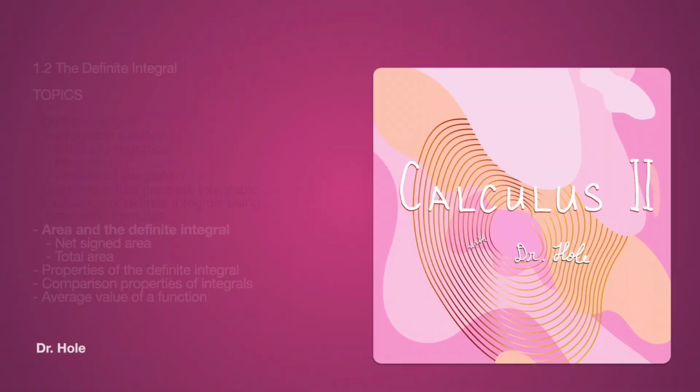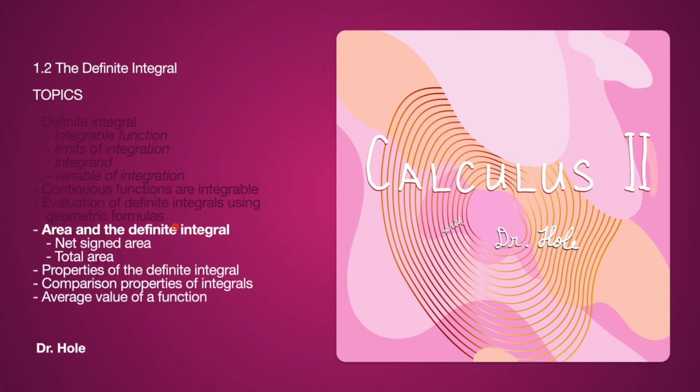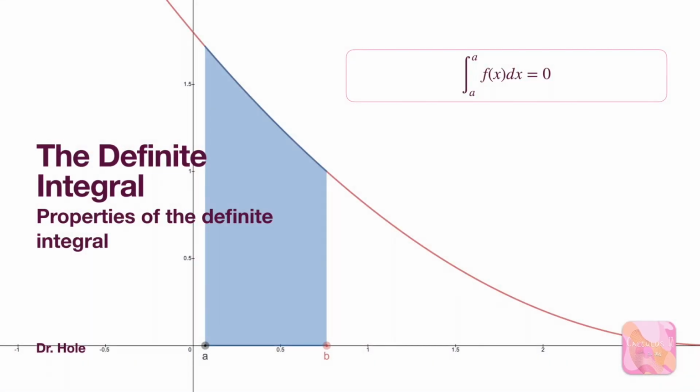Perfect. So area in the definite integral, we went over net signed and total area. Next, let's look at properties of the definite integral. You should recall that we did properties of summation notation in the previous video. All right, so we have the first property on the screen, and we have a little animation to watch.